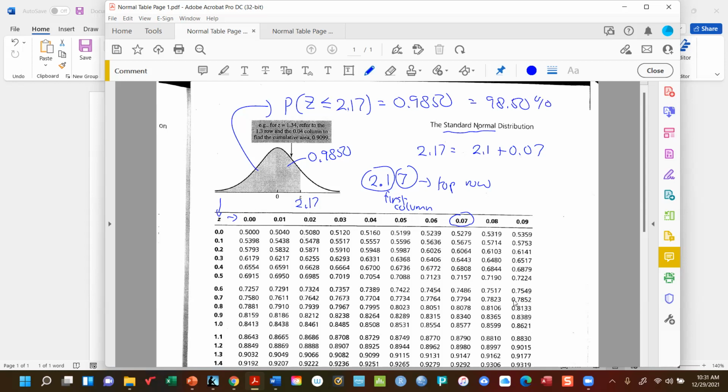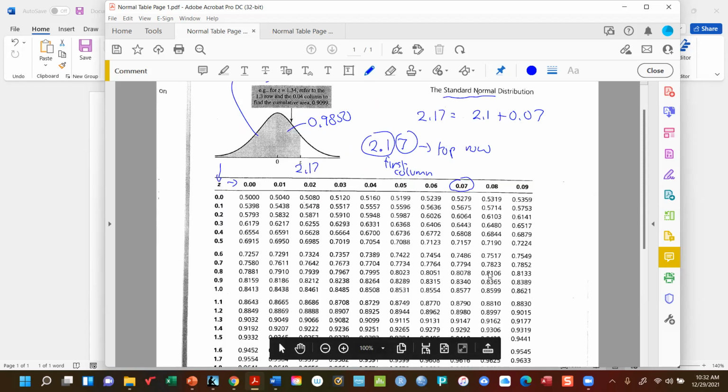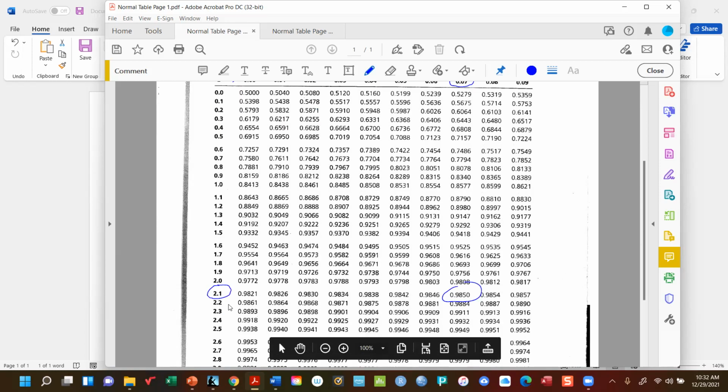So don't worry, like I said, after you've done a few of these, it'll be second nature. You've got this number, 2.17. We want to know the probability of being below that value. To look it up in the table, we need to break this up into two pieces. The first two digits are the first column. The last one is the top row. Where they intersect is where we find our probability. Okay, 2.17.